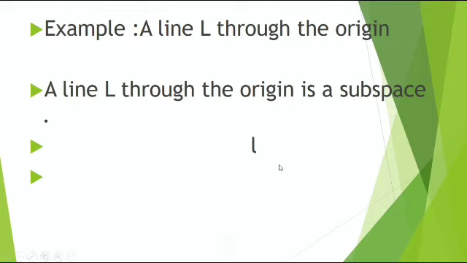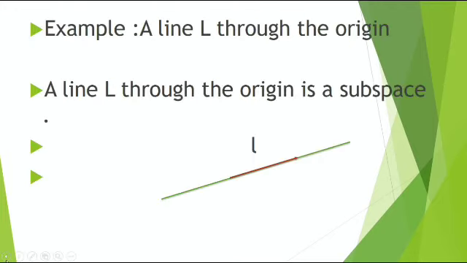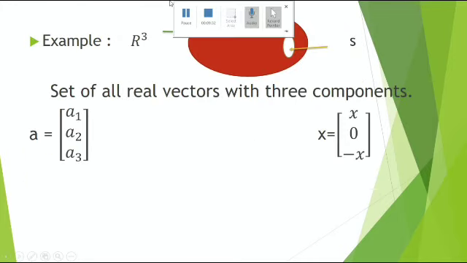So a line L through the origin is also a subspace. It contains 0 and is easily seen to be closed under addition and scalar multiplication. It is closed by checking the two properties of closure.